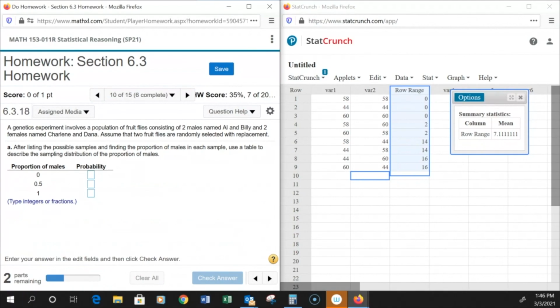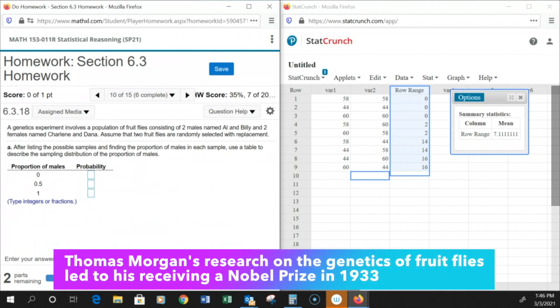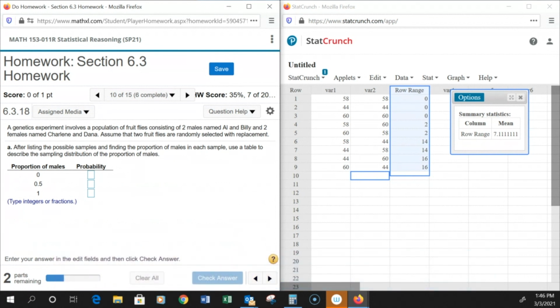A genetics experiment involving fruit flies. In fact, genetics experiments involving fruit flies have contributed a lot to our understanding of genetics and of statistics. And statistics inform these very, very well. So we have 2 males, they're named Al and Billy. Isn't this cute? They name their fruit flies. They have little collars with tags on them that say, "Hi, I'm Al. Hi, I'm Billy." No, I don't think they do. And 2 females named Charlene and Dana.